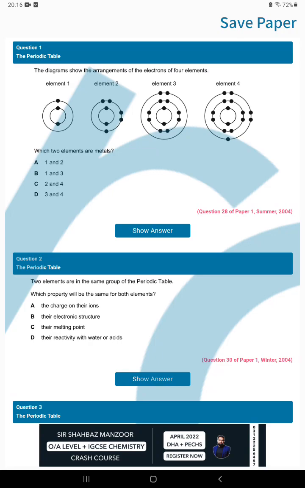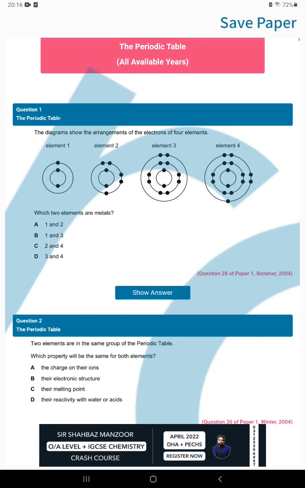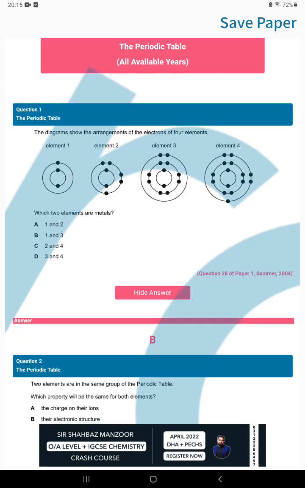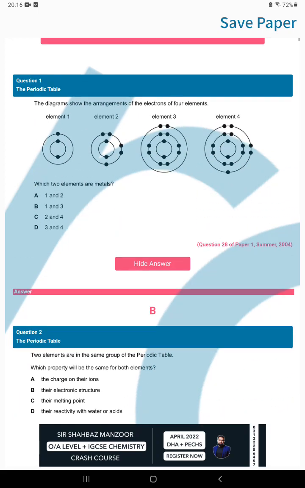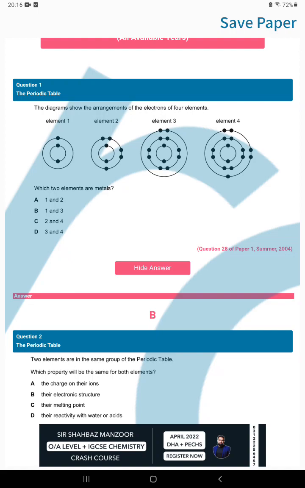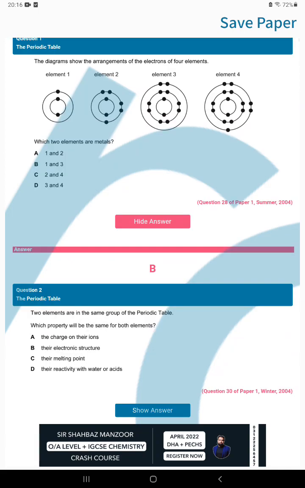I think it's 1 and 3. What do you guys think? Let's see the answer. Okay, it's B. Yes, so it's 1 and 3. I'll not be showing the answer first. First, we'll be discussing what the question means, and then I'll be showing you the answer. When I'm explaining the question, put it in your mind what you think it is, and then check whether it is correct or not. I think that's the best method.